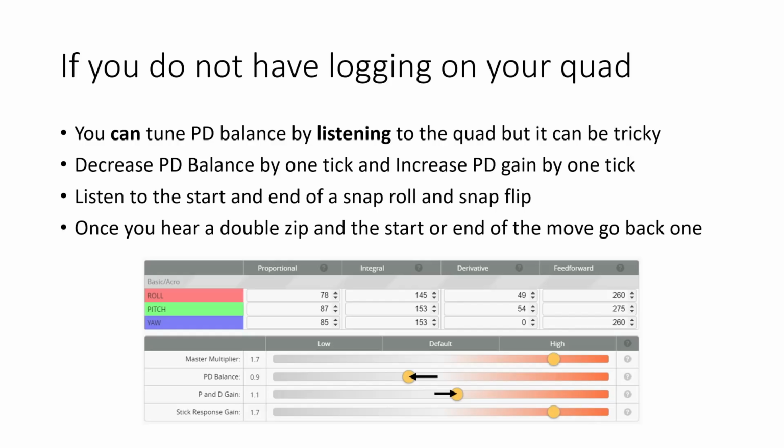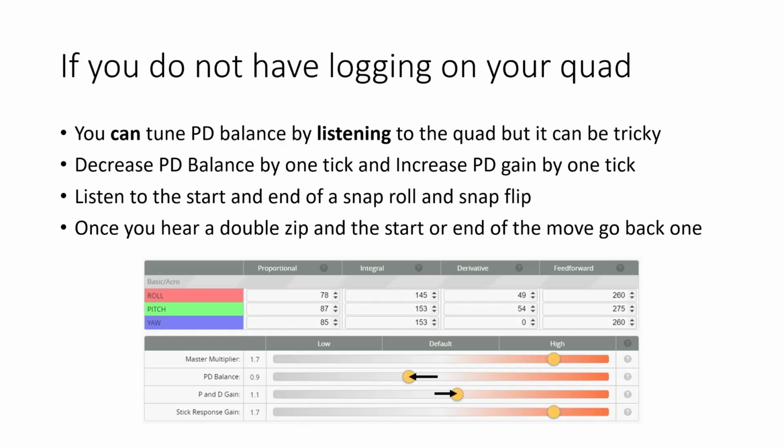What you're listening for is the motor zipping at the start and end of a snap, flip or roll. So if everything is going well, when you do a snap roll, you'll hear zip, zip, and that first zip will be at the start of the move and the second zip will be at the end of the move. Now, decrease the PD balance by 1 tick and increase the PD gain by 1 tick and try again. Again, listen to the start and the end of the roll or flip.